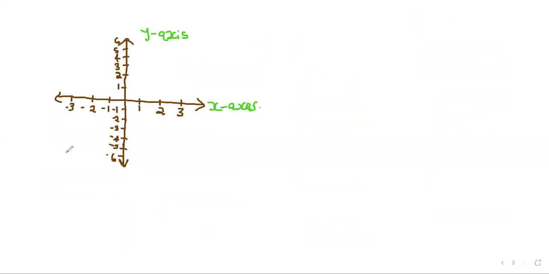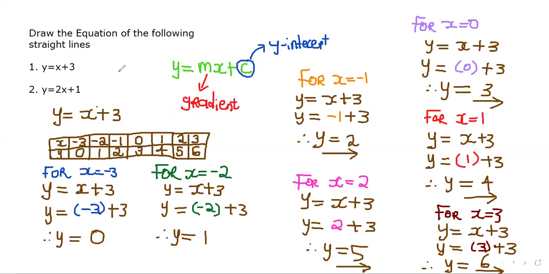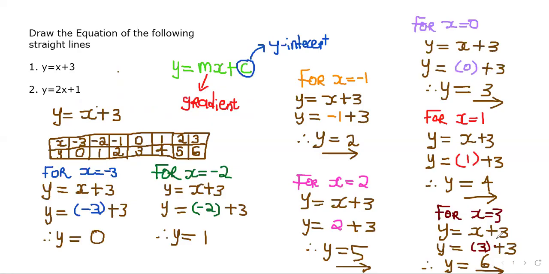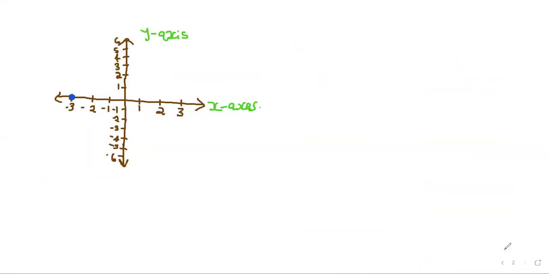So from here, let's now plot the graph. As you are plotting the graph, our first coordinate will be what? It will be -3 and 0. Let me use a different color. -3 and 0, it's here. So that will be our first point. And then our second point is -2 and 1. So you go to the Cartesian plane, where there is -2 and 1, you plot. Where -2 and 1 meet, you make a dot.